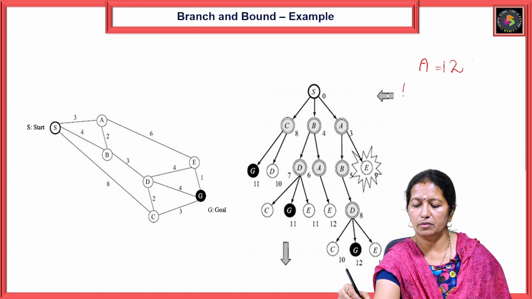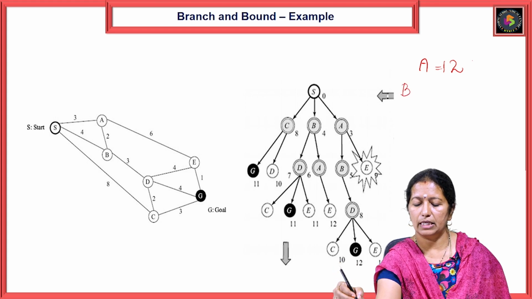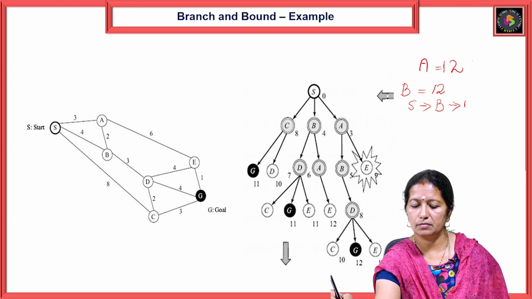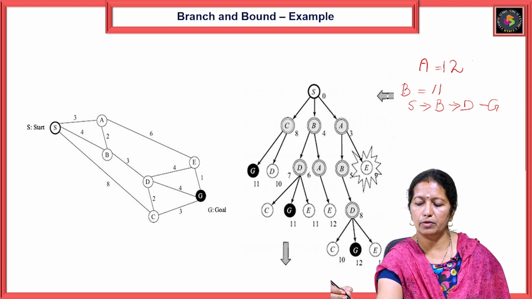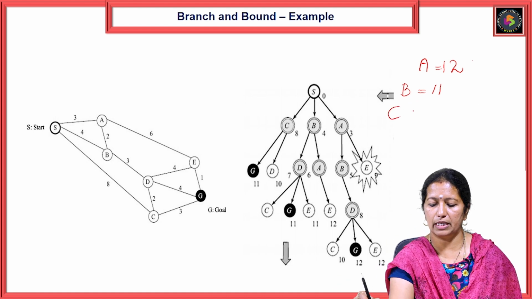Now, coming to B. Here for B, how will I be traveling from source to B, B to D, D to G. Here my estimated cost is 12 and I will be traveling from S to B to D to G. From B I'll be getting 11. Okay, so then I found A, I found B, then I'll be exploring through C now.